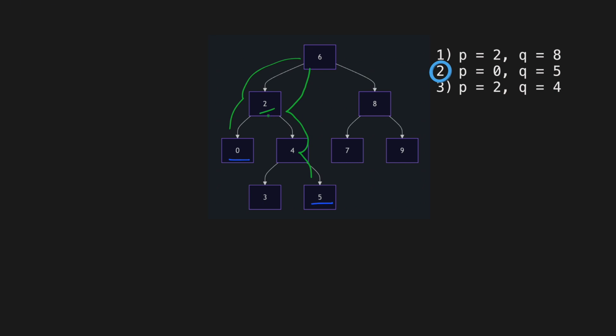So the lowest common ancestor here is node 2 because it is at the deepest level in the tree and is an ancestor of both 0 and 5. Even though root node 6 is also a common ancestor, it is not the lowest one. So in this case we will return 2 as our answer.